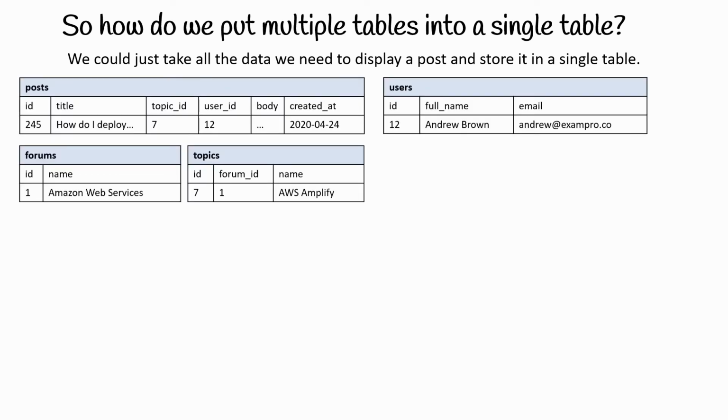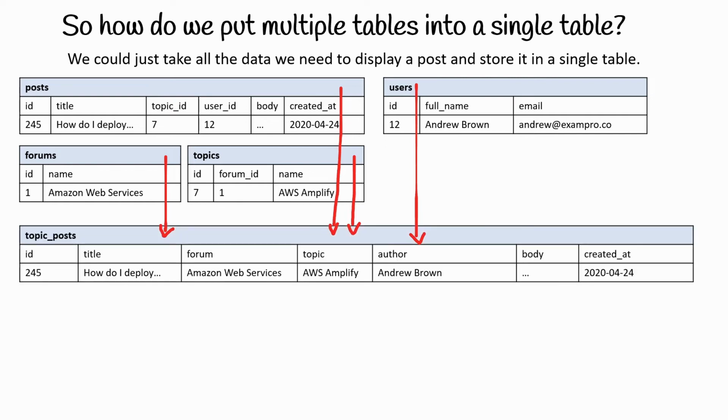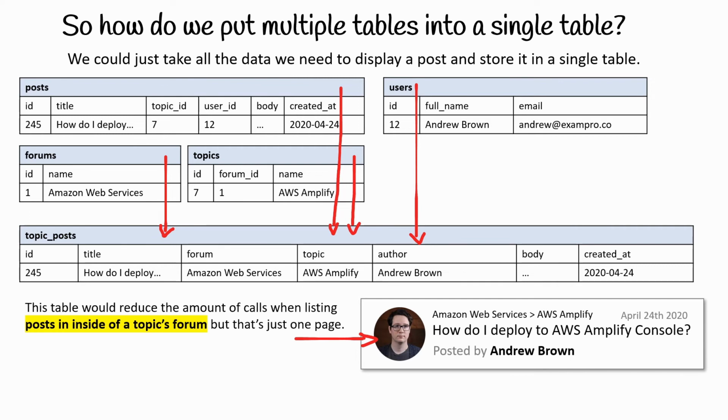We totally can. So what we could do is we could just take all the data we need from our tables, right? So here's our tables. And then we could just move them into a new table called topic post. And that would just be for that single data access pattern. Remember we had that post here? That's a data access pattern. That's a single way of viewing data that is formatted.